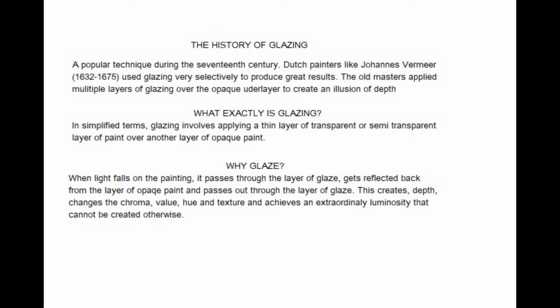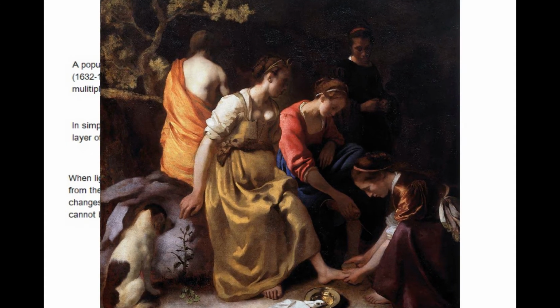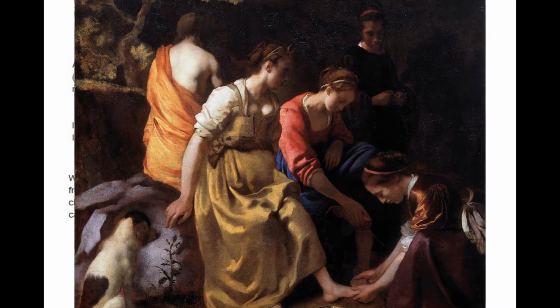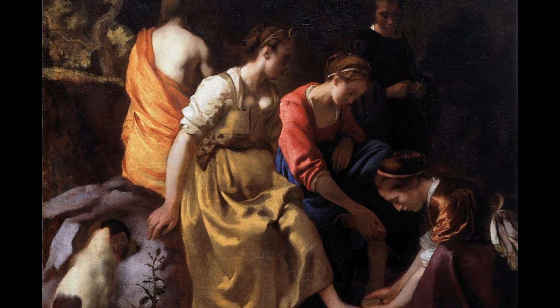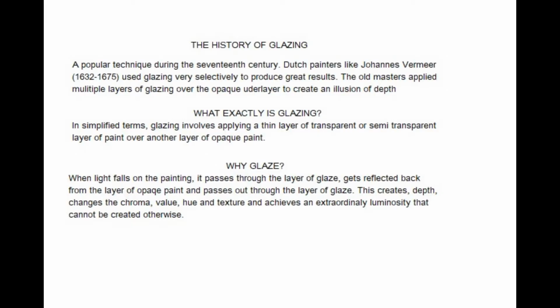Glazing was a popular technique back in the 17th century, and Dutch painters like Johannes Vermeer used glazing very selectively to produce great results on his paintings. The old masters applied multiple layers of glazing over the opaque underlayer to create an illusion of depth, and you might have seen this in some of those masterpieces created by these great masters.